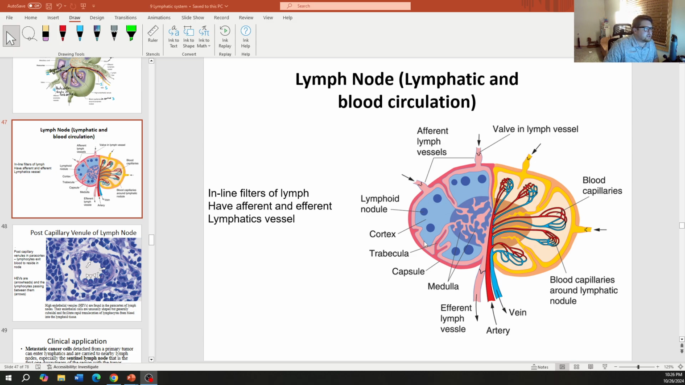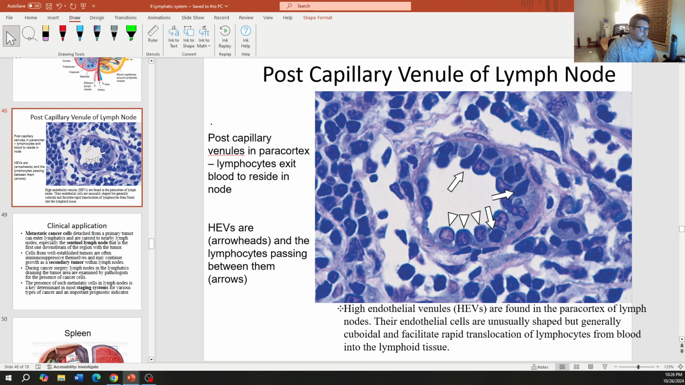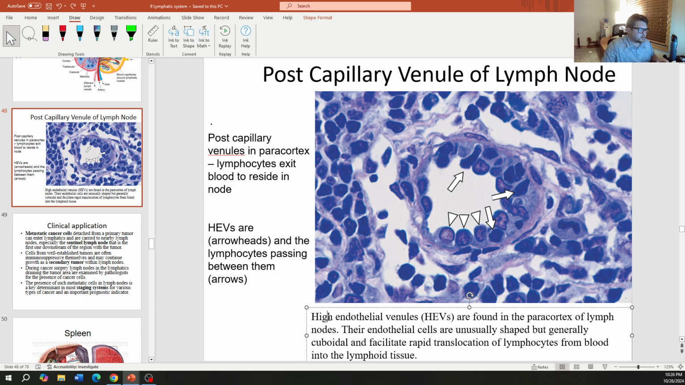This is just another picture of the lymph nodes, a reminder that these are filtering all this stuff throughout. This is just a picture of that post-capillary venule of the lymph node within the paracortex. They call them HEVs, or high endothelial venules, found in the paracortex. I wouldn't worry too much about that fact.